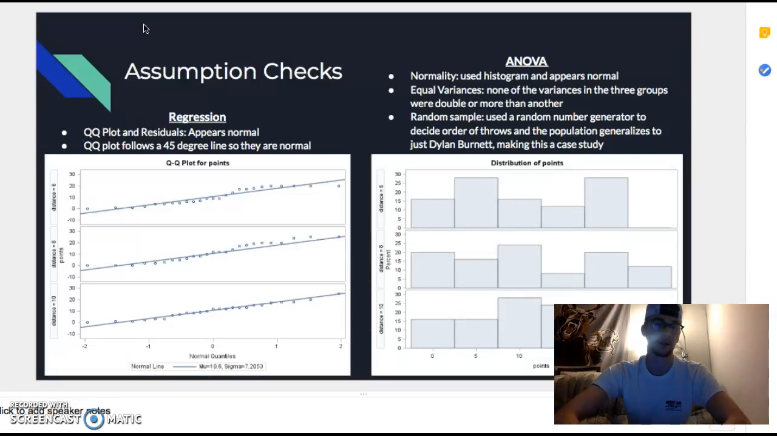As you can see to the left, the QQ plots all follow very closely to a 45-degree line, so they appear to be normal for the residuals.